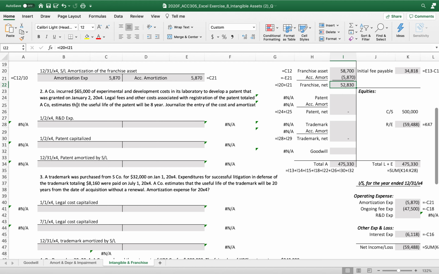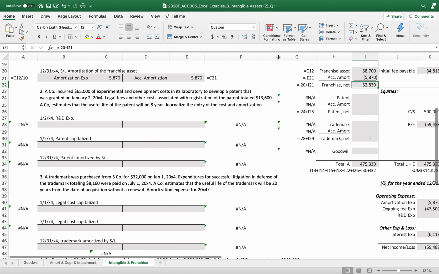Then the second, a corporation incurred 65,000 of experimental and development costs. I think that is the R&D expense, in its laboratory to develop a patent that was granted on January 2nd, 2004. And the legal fees and other costs associated with the registration of the patent totaled 13,600. A corporation estimates that the useful life of the patent will be 8 years. Journalize the entity of the cost and amortization.